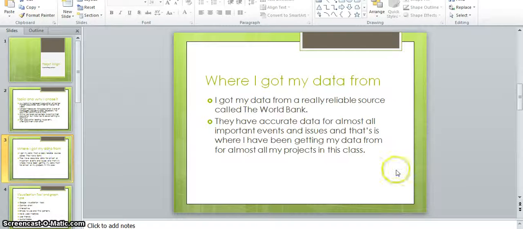And where I got my data from: I got my data from a really reliable source called World Bank. They have really accurate data for almost all events and issues concerning the world today, and that's where I've gotten my data for other projects too.